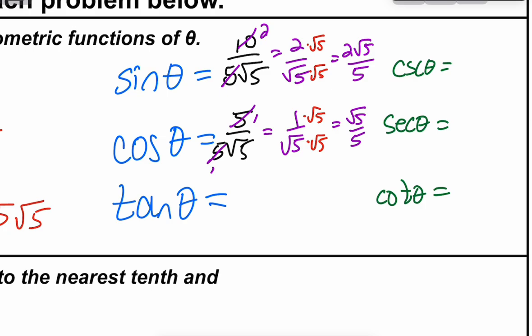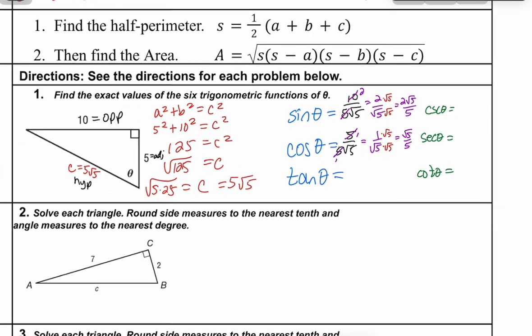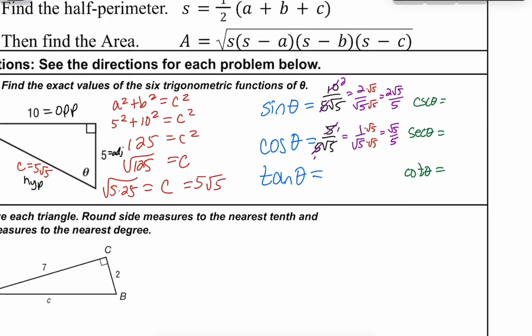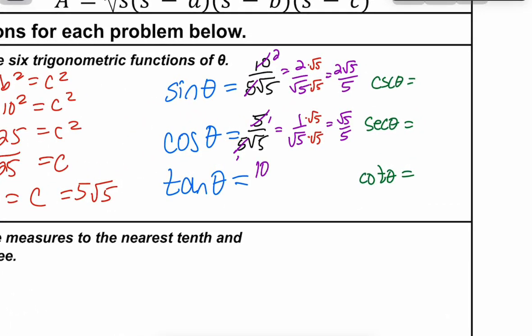Everybody good with sine and cosine so far? Okay, next, tangent. Go back to your triangle. Tangent is opposite over adjacent. Opposite over adjacent is 10 over 5, which reduces down to 2 over 1 or 2. So again, I want the 6 trig functions in fractional form, exact values, no decimals, reduce as much as possible.